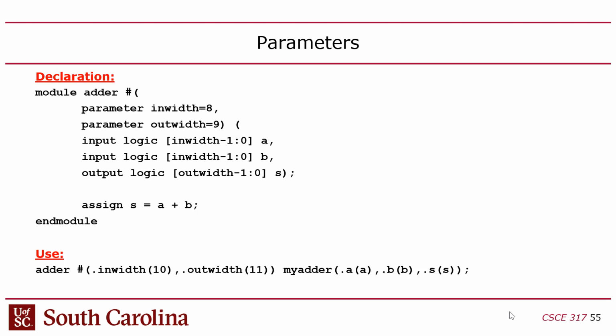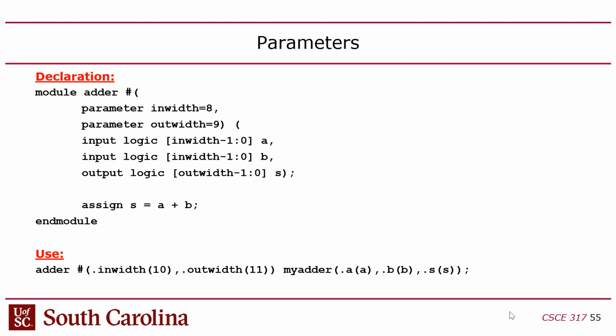Okay, now you might say, well, what's so confusing about that? Well, here's the problem: when you use the module now, you'll say adder, then your hash sign, and then open parenthesis, and then you set your parameters using the same kind of format you do with the pins, where you say dot in with 10, dot out with 11. Obviously, these have to be assigned as constants, because these are being baked into the hardware when you instance this. Okay, and then my adder, and then your port map, right?